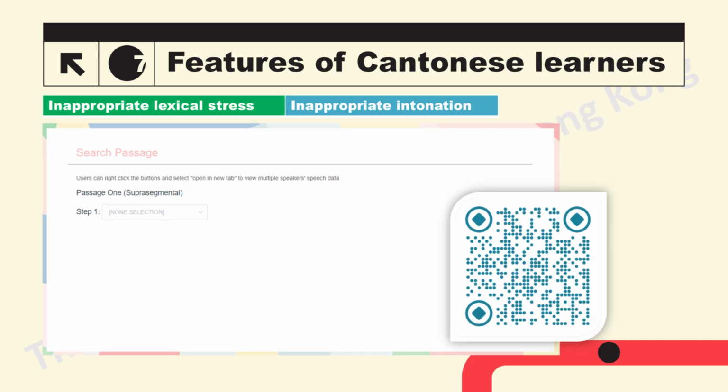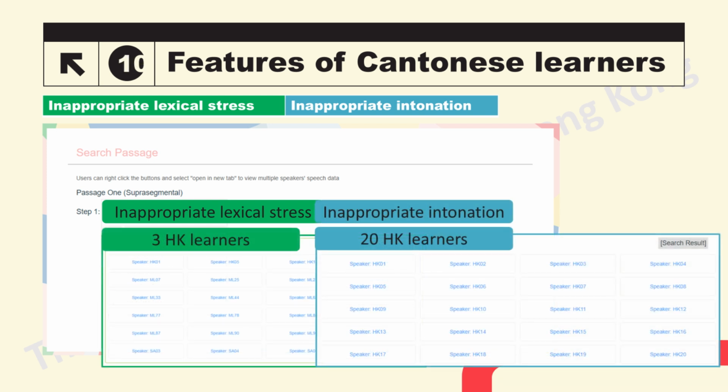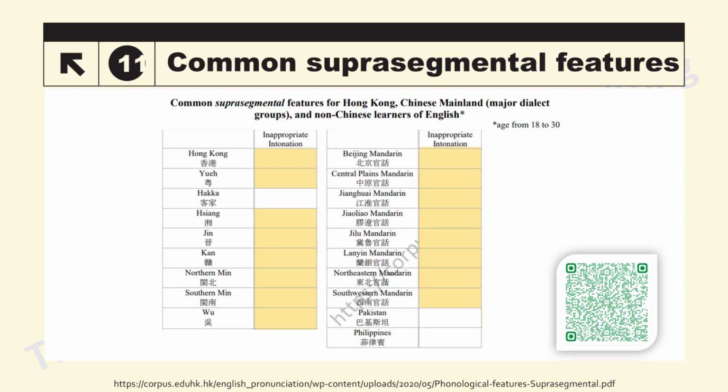Still, we use the search function in the corpus to see how many Hong Kong learners have the features of inappropriate lexical stress and intonation. Intonation seems to pose greater difficulties than word stress for Hong Kong learners in the corpus. As we can see from this summary based on the corpus data, almost all the dialectal groups of Chinese mainland learners, not just Hong Kong learners, show inappropriate intonation.